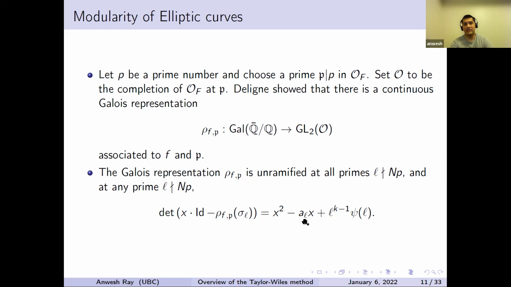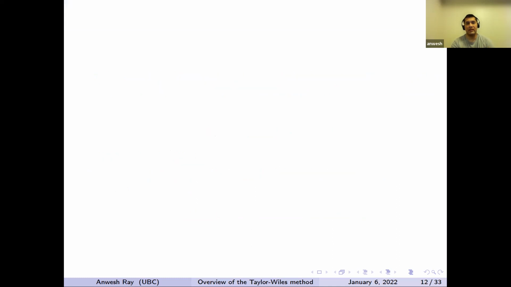So a sub l is the lth Fourier coefficient of the modular form, and here psi is the Nebentypus character. The point here is that the modular form is determined by its Fourier coefficients, and you can recover all these Fourier coefficients from the Galois representation itself. You take the traces of the Frobenius and you recover all the Fourier coefficients. So in that sense, it completely knows the modular form. It contains a blueprint of the modular form.